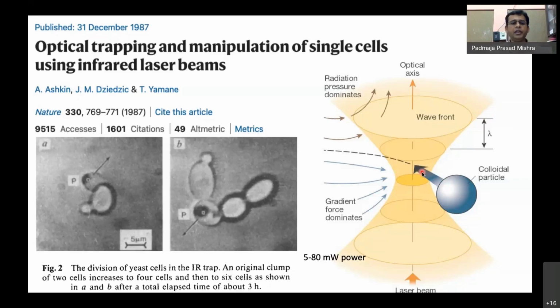But in this 87 Nature paper, Arthur Ashkin explained that we don't have to use two beams to hold an object. Even one single beam is sufficient to hold an object. I'll explain again in a later slide how one beam is enough to hold an object. So this is the second thing he explained.